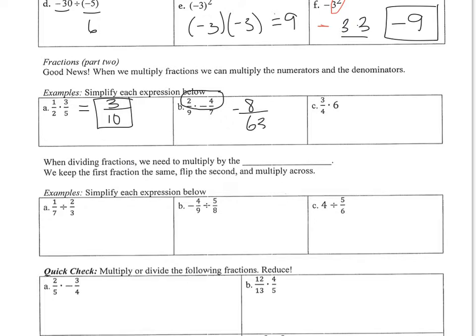And then letter C, if you have a whole number, you just need to put a 1 underneath it and multiply straight across. So 3 times 6 is 18 over 4. Now you're going to need to reduce that, so I'm going to divide them both by 2 and get 9 over 2.